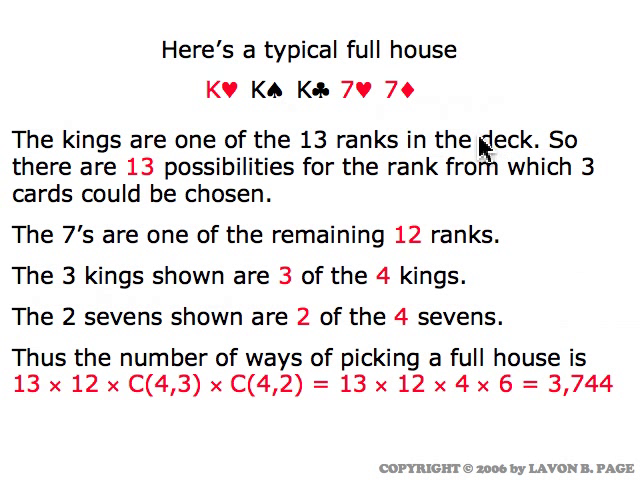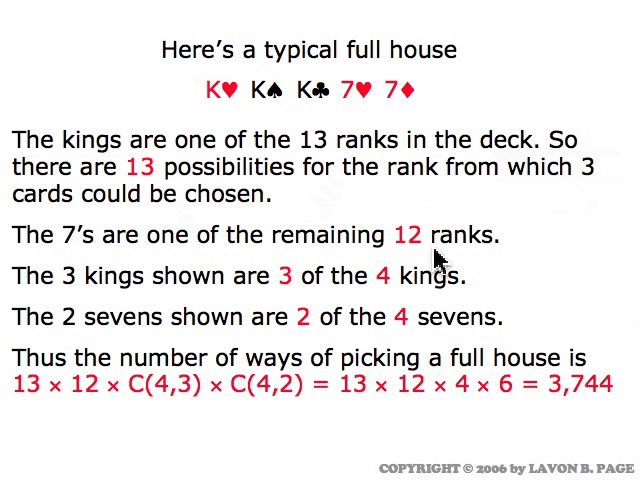Here's a typical full house. This would be a full house consisting of 3 kings and 2 sevens. The kings are one of the 13 ranks in the deck. King is one of the 13 ranks. So there are 13 possibilities for the rank from which the 3 cards should be chosen. In this instance, that rank is kings.